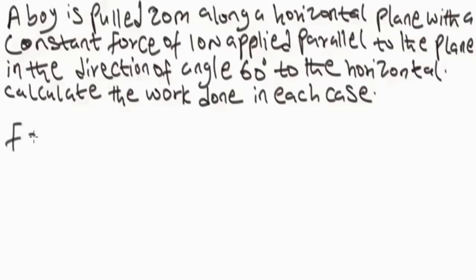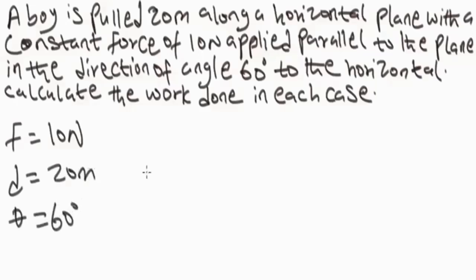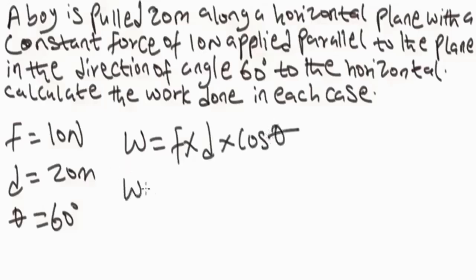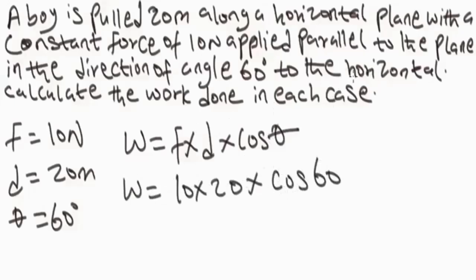We have our parameters. We have our force to be 10 Newton, our distance to be 20 meters, and our theta to be 60 degrees. To calculate the work done will be force times distance times cos theta. When you substitute, work equals 10 times 20 times cos 60. Note that we use cos because the angle is inclined to the horizontal. If the angle was inclined to the vertical, we would have used sine, but since it's horizontal, we make use of cos.